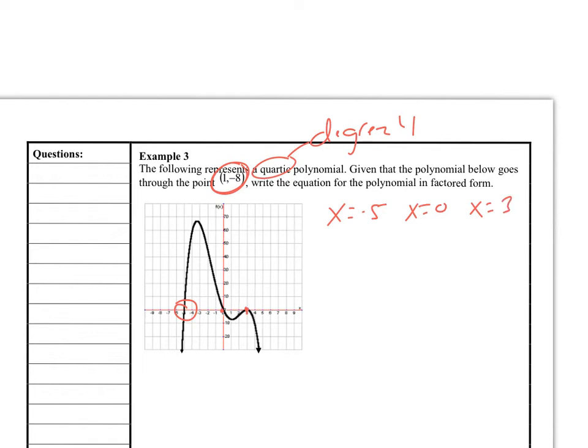Now we're going to find the factors, which would be (x plus 5), x, obviously for x equals 0, and (x minus 3). Here is the problem. That x really should be written in front. Let's rewrite it.